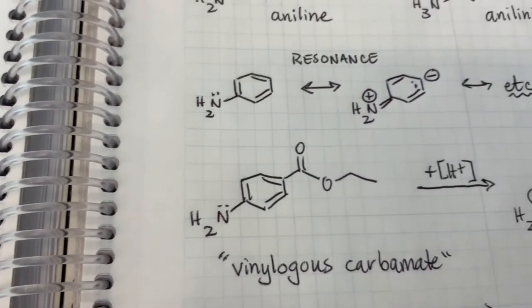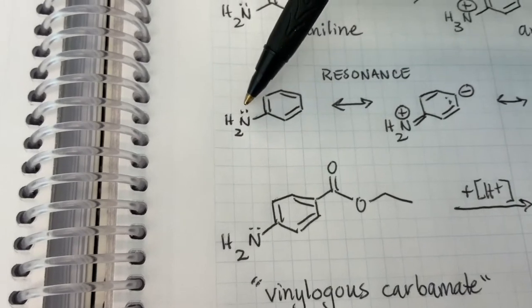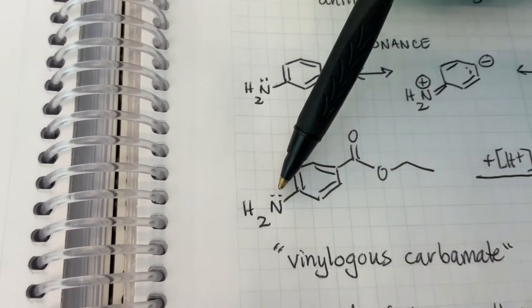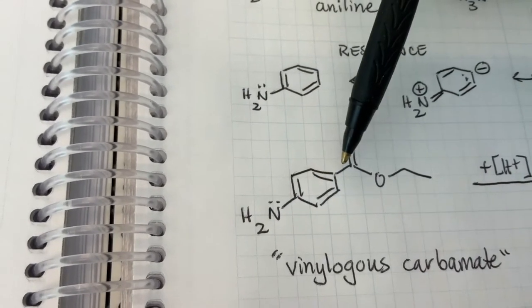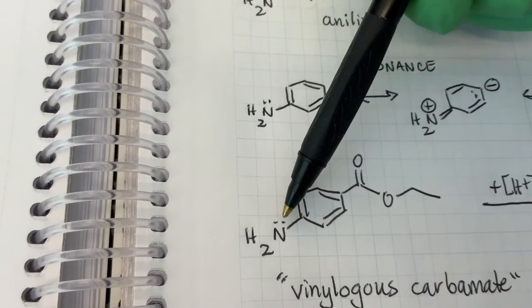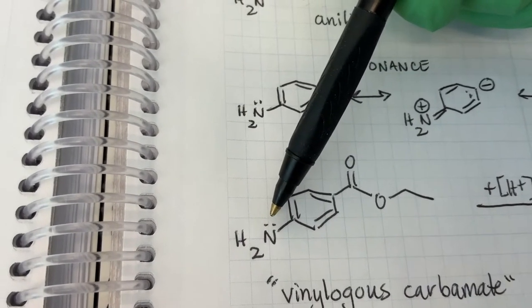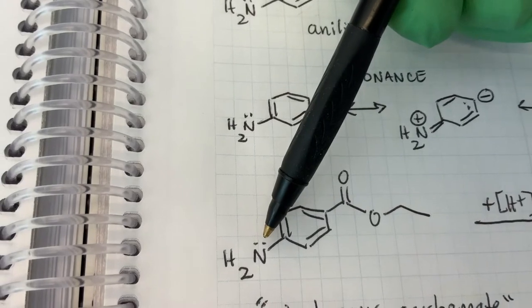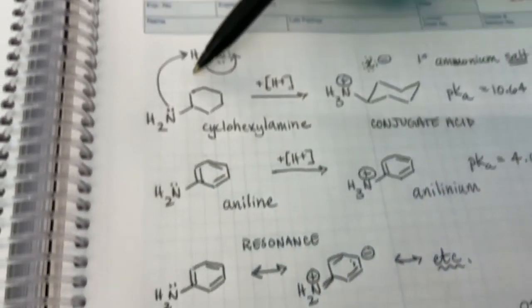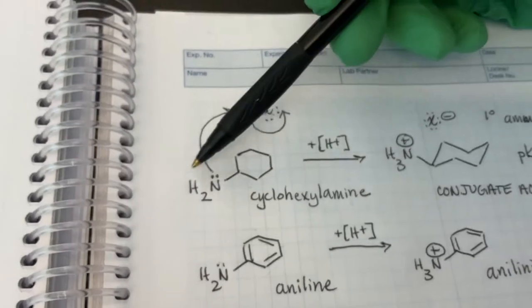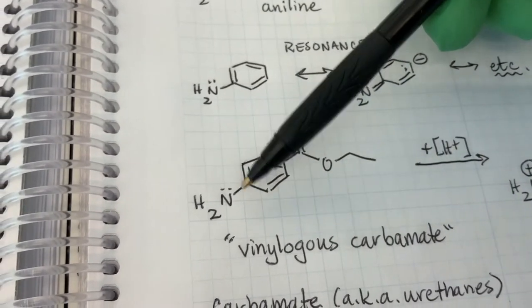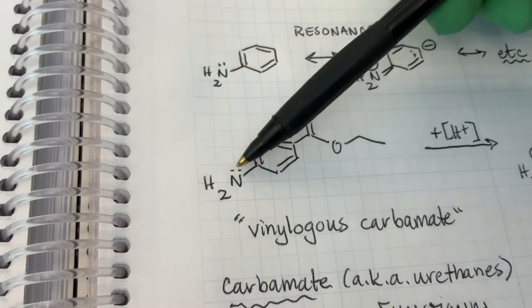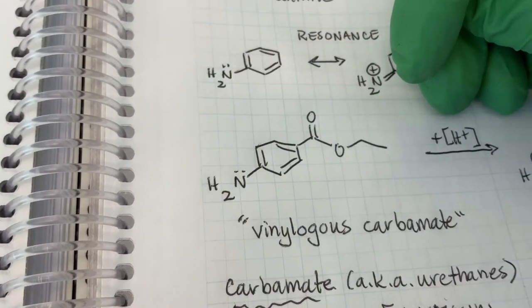So what we can say about this, similar to the nitrogen lone pair of aniline, this nitrogen lone pair, this amino group bonded to this benzene ring, is also delocalized within the benzene ring. Therefore, this nitrogen lone pair we will expect to be much less basic than, for instance, a primary amine. All right, so just by comparing, this nitrogen is an aniline type nitrogen. Okay, so this lone pair is not very basic.